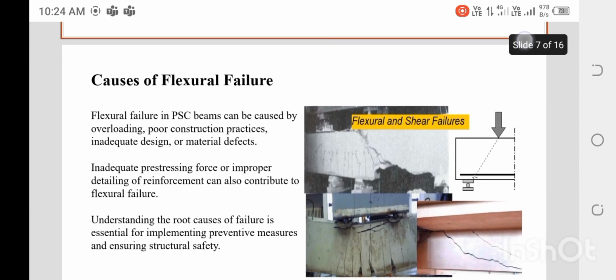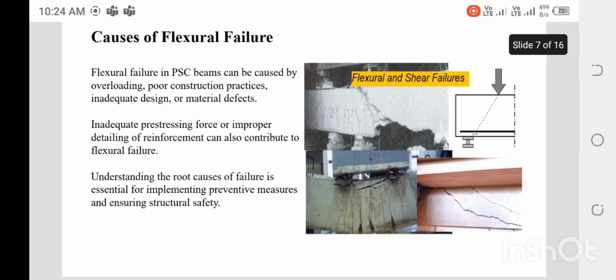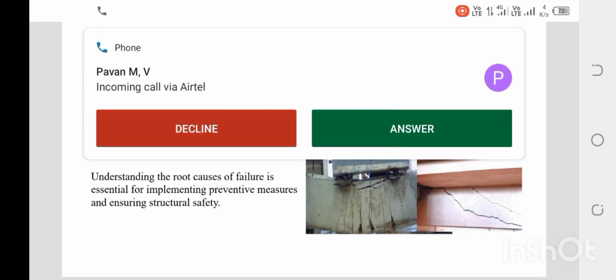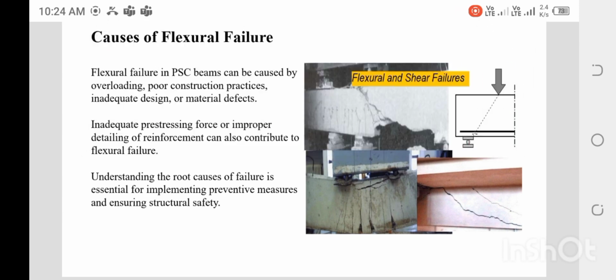Causes of flexural failure. Flexural failure in PSC beams can be caused by overloading, poor construction practices, and design deficiencies, or material defects. Deficiencies in the prestressing force, improper detailing, and inadequate reinforcement can also contribute to flexural failure. Understanding the root causes of failure is essential for implementing preventive measures and ensuring safety.